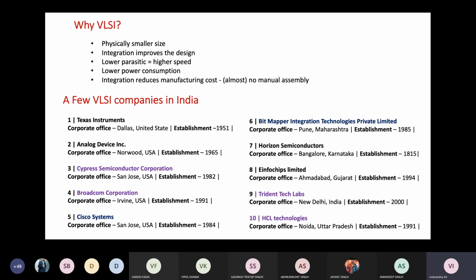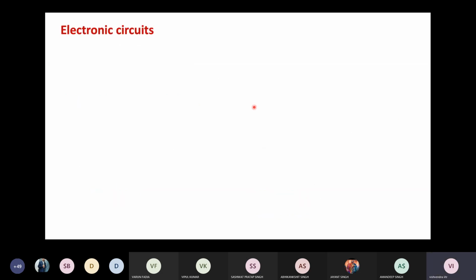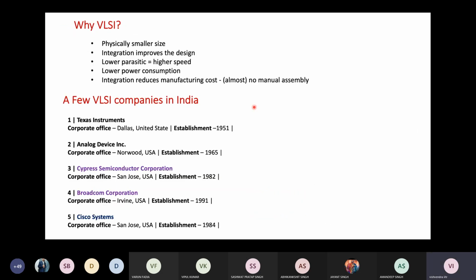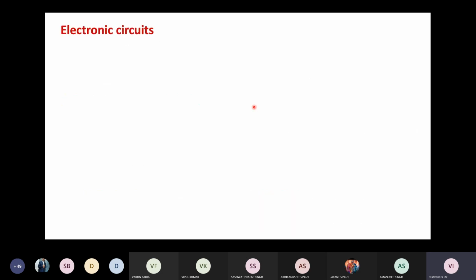So Moore's law that we studied in the beginning essentially says that the number of transistors will increase and the cost per transistor will decrease. That has been possible because of this integration. And these are some of the VLSI companies, electronics companies that are working in India. Okay, so this essentially completes our discussion on electronic devices.